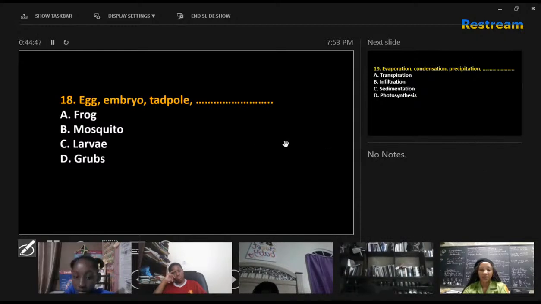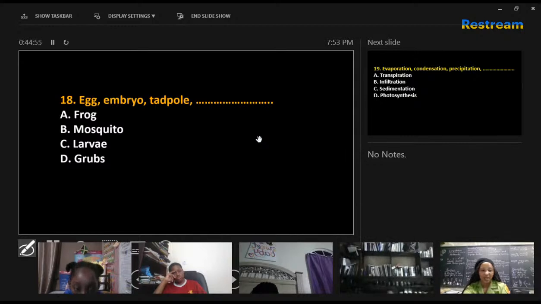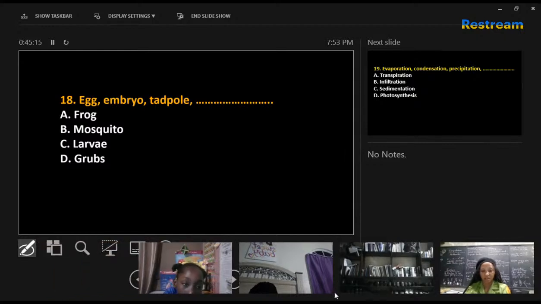Gabby says B for number 18. B is what? Mosquito? No, tadpoles are much, much bigger than mosquitoes. Not the mosquito at all. So let me see who else has frog. Julie has frog, Nyla, Mr. Turtle, Janice, MB, Kashmar, Nia, Natasha. All these persons had frog.